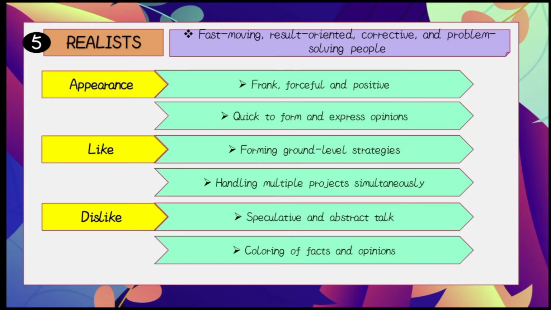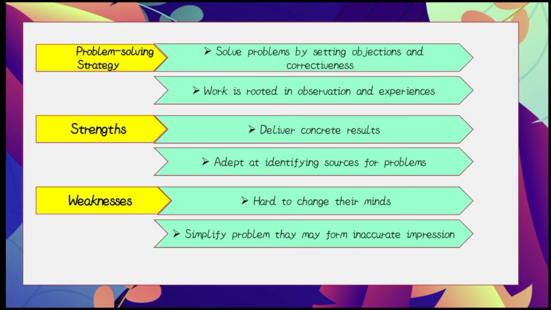The last, we have the realist. Realists are fast-moving, result-oriented, corrective, and problem-solving people. Their appearance is frank, forceful, and positive. They are quick to form and express opinions. Realists like forming ground-level strategies and handling multiple projects simultaneously. They dislike speculative and abstract talk, and they also hate coloring of facts and opinions.